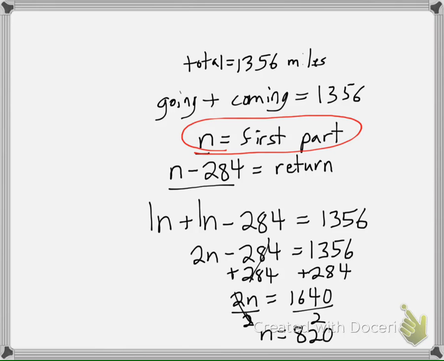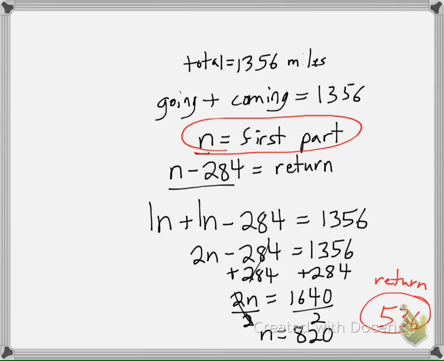So if your answer was 820, then you probably wrote your equation right. You probably solved your equation right. All you did was not pay attention to what the question was asking. The question asked you the return trip, which means we have to take 820 and subtract 284. So do 820 minus 284, and what do you get? 536. So 536 would be the return trip. And that's the answer to our question.